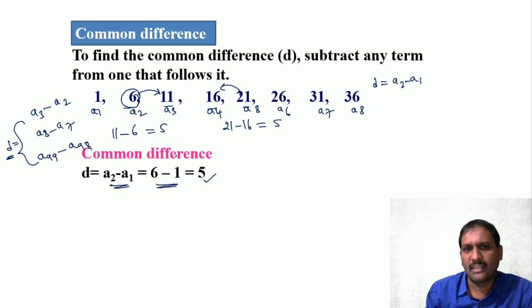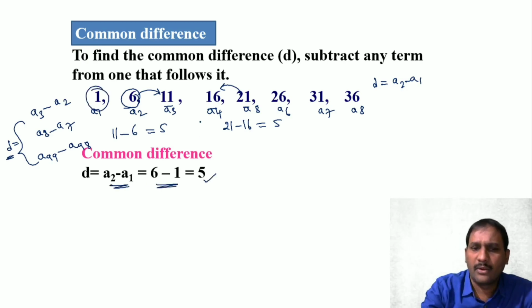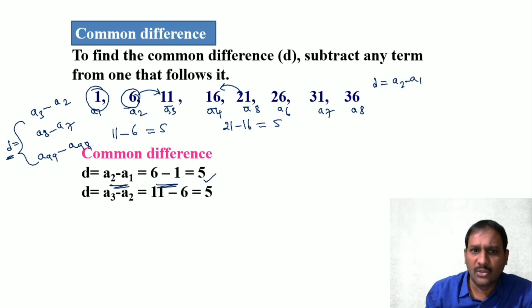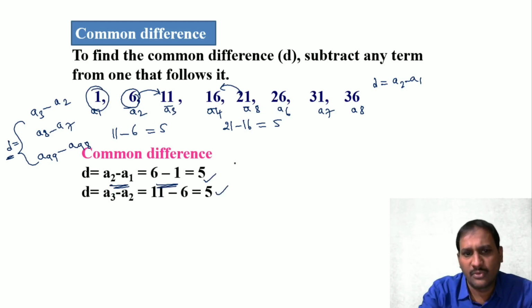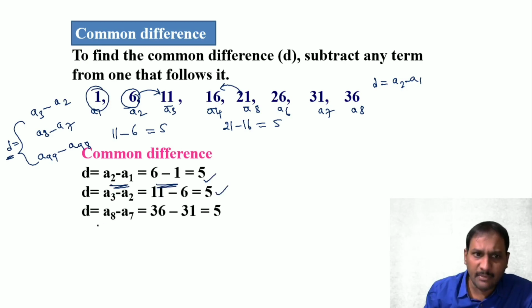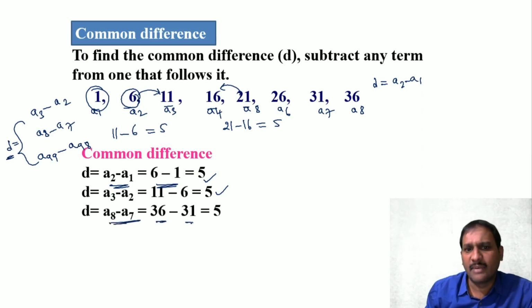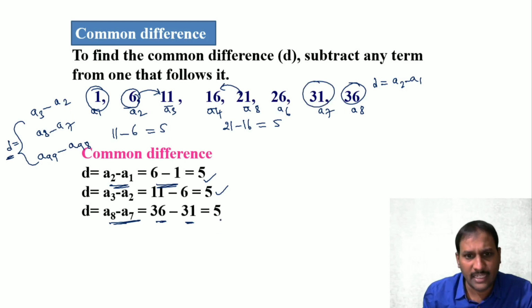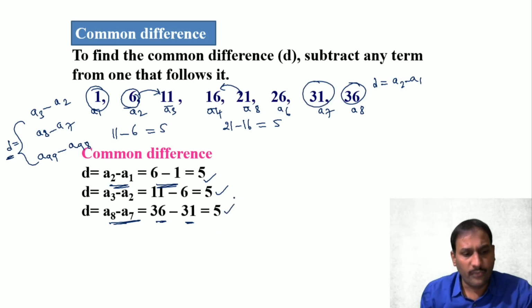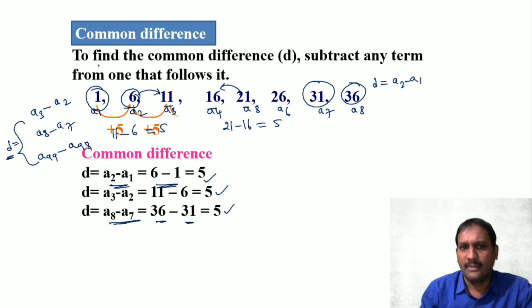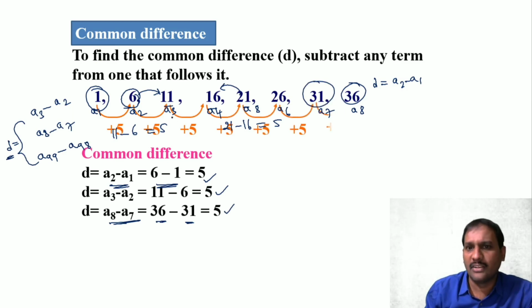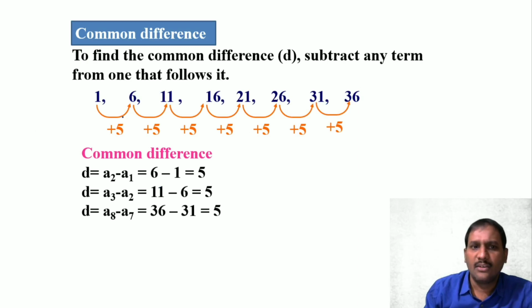6 minus 1, that is 5. Okay. Next, a3 minus a2, 11 minus 6, that is also 5. So, a8 minus a7, 36 minus 31. This is a8, this is a7. 36 minus 31 is also equal to 5. Okay, next, and if you observe, the difference between all of them is 5.